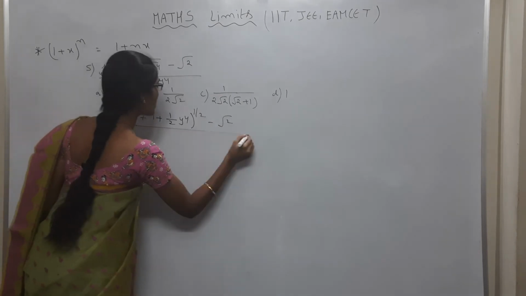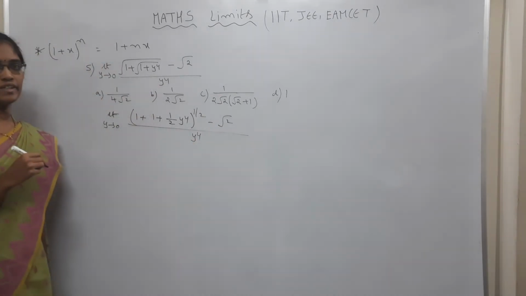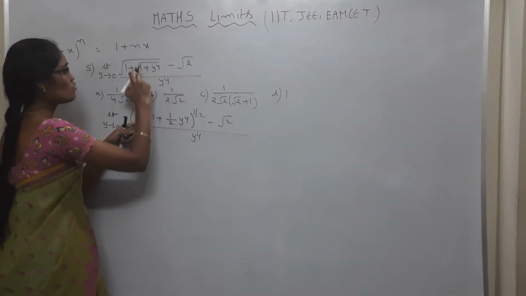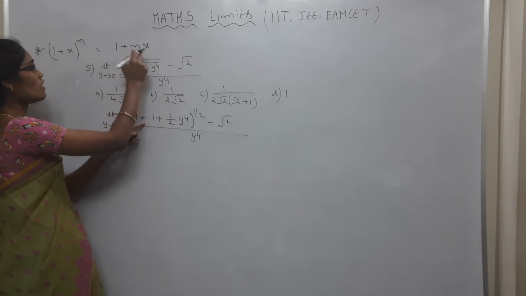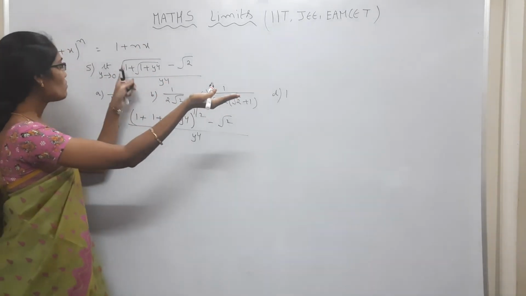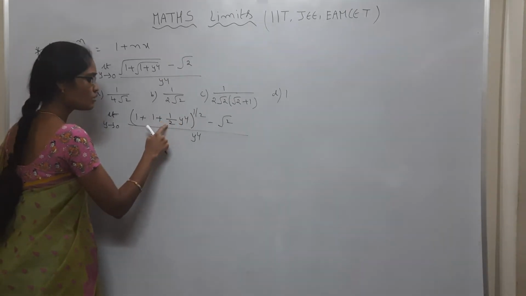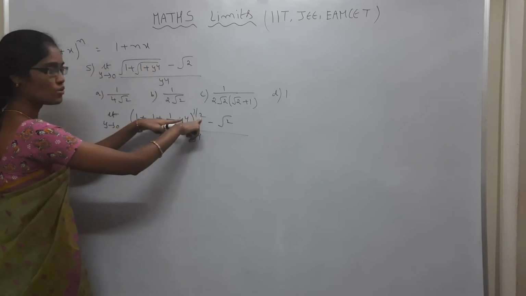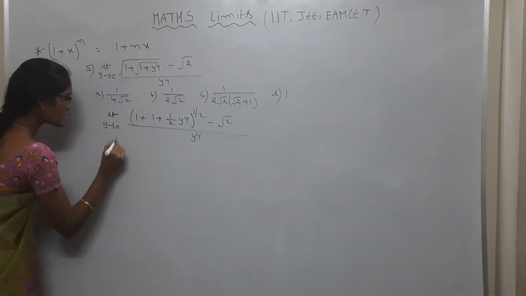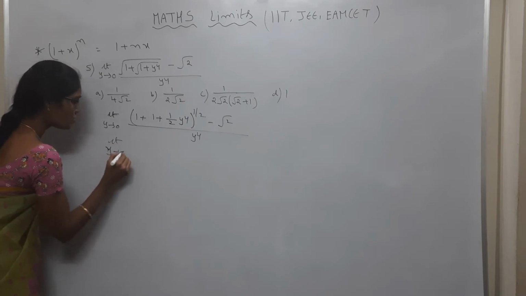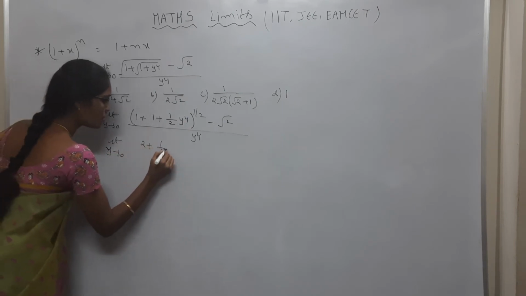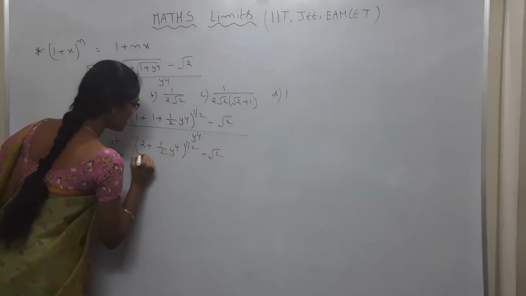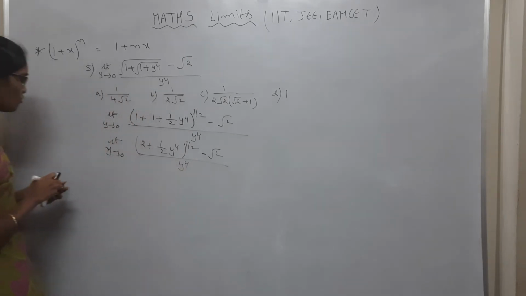minus root 2 by y power 4. Is it correct? See here, 1 plus, write as it is, and in this 1 plus y power 4, applying the formula 1 plus y power 4 whole to the power of 1 by 2, 1 plus 1 by 2, the formula 1 plus nx. This root is nothing but whole to the power of 1 by 2. Okay, minus root 2 write as it is. Limit y tends to 0. So 2 plus 1 by 2 y power 4, whole to the power of 1 by 2, minus root 2 by y power 4.